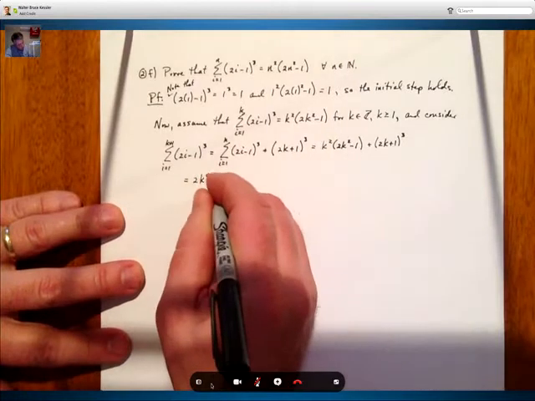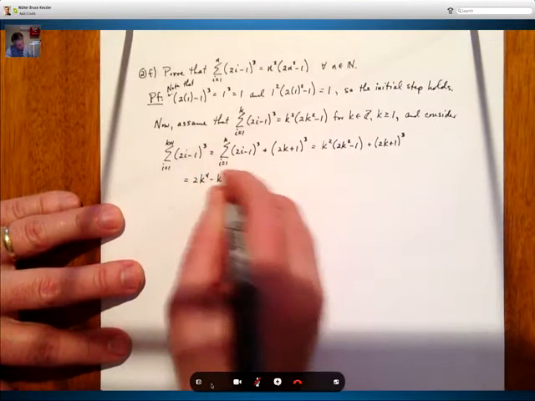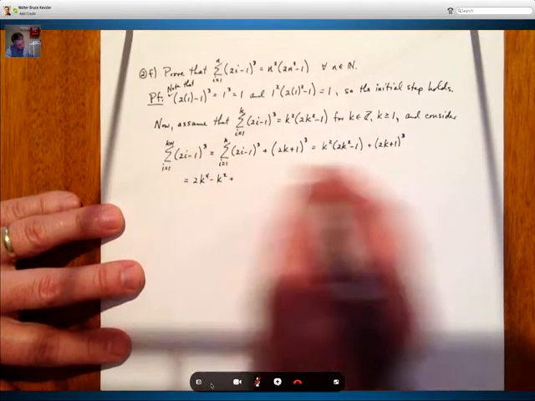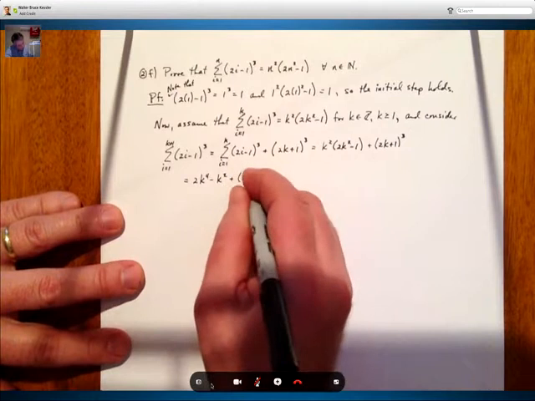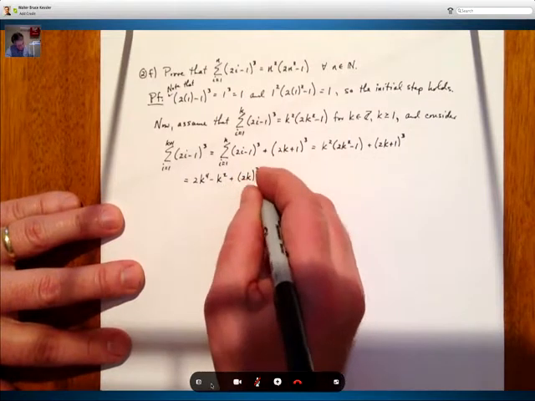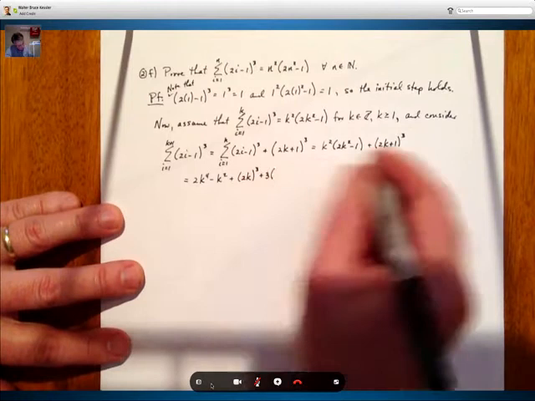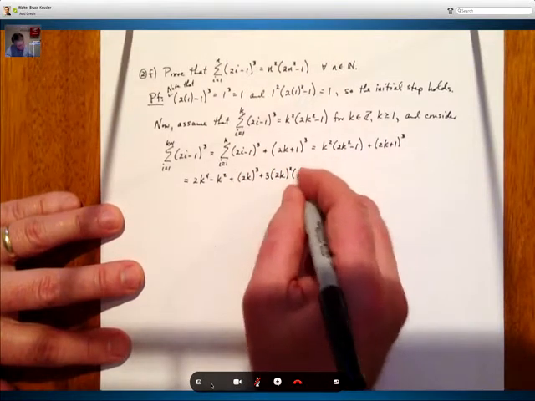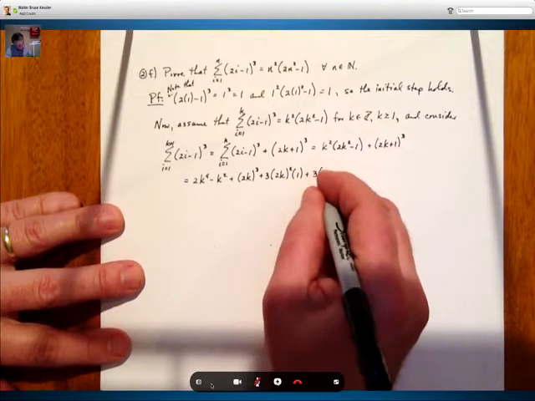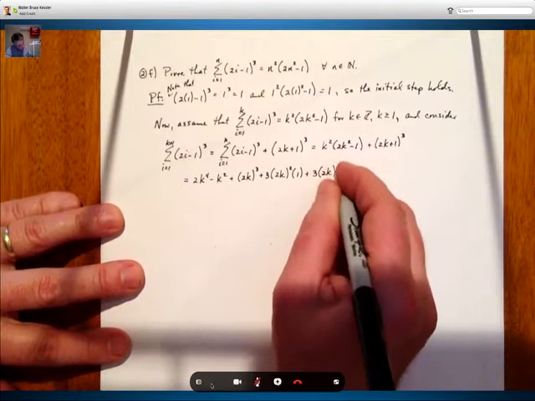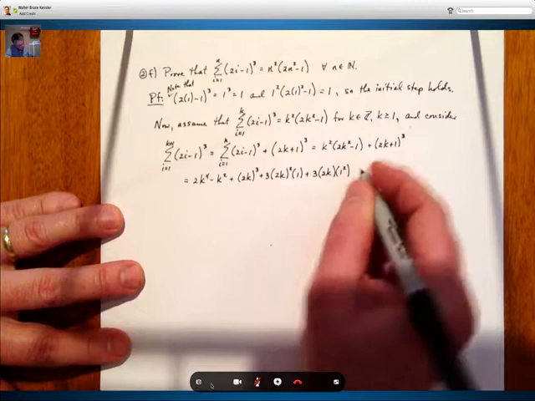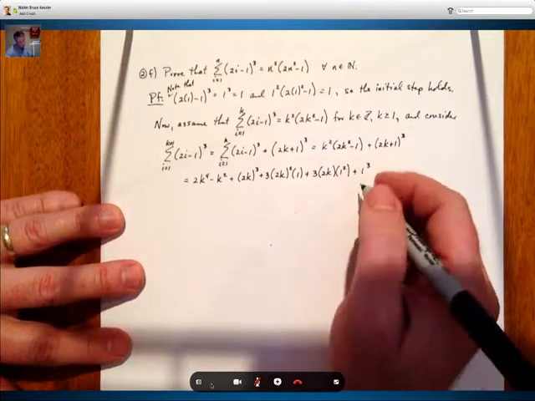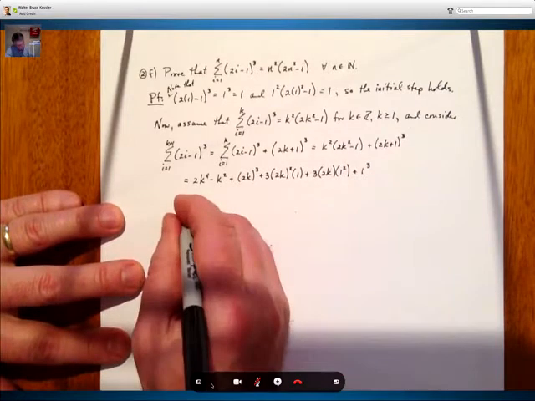This would be 2k to the 4th minus k squared. It's right here. And then this would be 2k cubed, and then 3 times 2k squared times 1 plus 3 times 2k times 1 squared, and then plus 1 cubed.